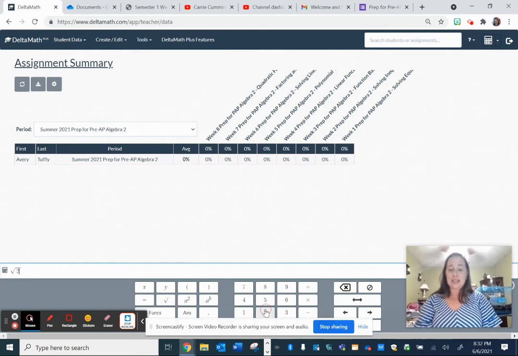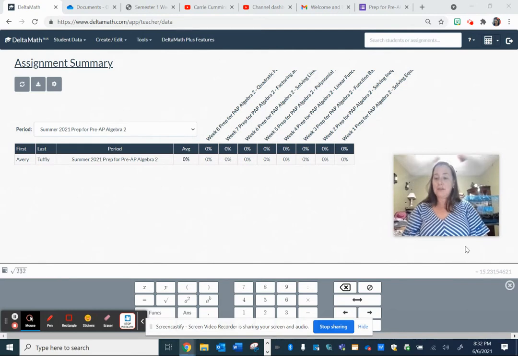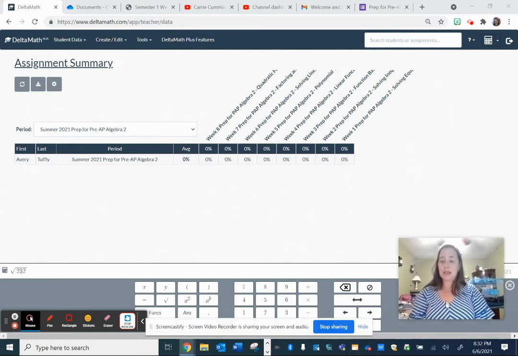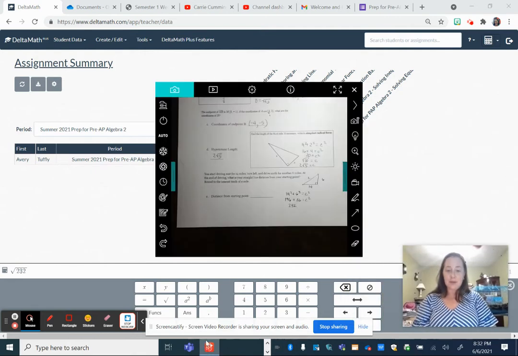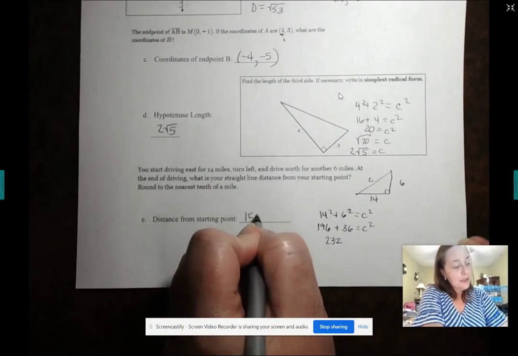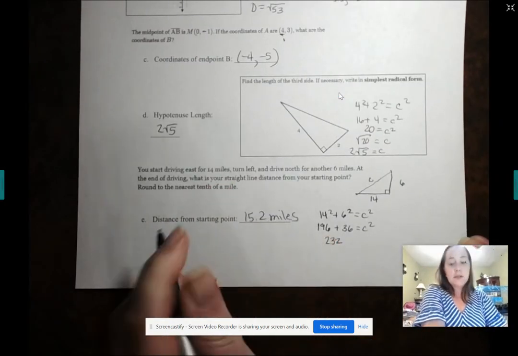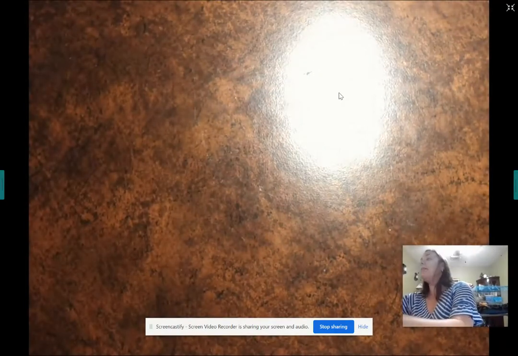Luckily, they don't need us to simplify that radical, so I'll just type that in. And we get 15.2. I think we said the nearest tenth, right, was what they asked for. 15.2. So we'll go back. Nearest tenth of a mile, yes. So 15.2 miles. And you don't have to use units unless it tells you to. In fact, I think it'll give you an error or count it wrong if you type in miles. Okay.